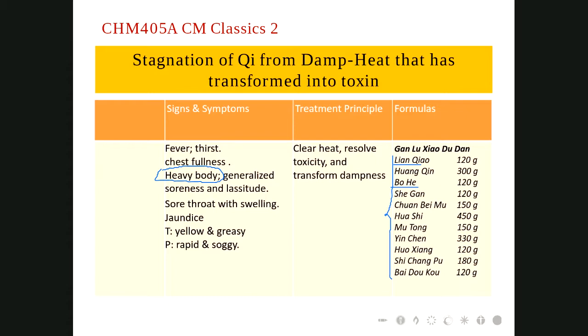A lot of flame or heat resolving ingredients are involved. Bitter cold herbs, Huang Qin and She Gan, are quite bitter cold. Hua Shi and Mu Tong are diuretic, and Yin Chen and Shi Chang Pu deal with the damp heat. Bai Dou Kou deals with the damp and regulates the qi. So overall, it is a more compound formula.